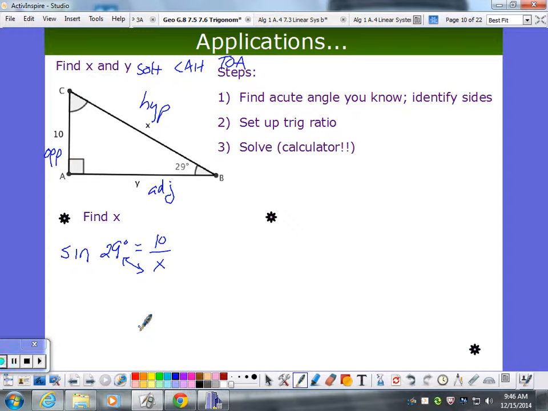What you do is, if it's under x, first you multiply both sides by x. Cancel out the x, so now it's x sine 29 equals 10. And then you divide by sine 29.